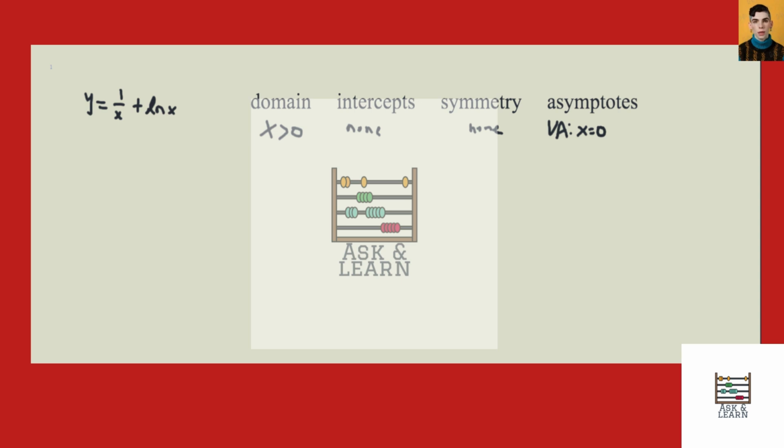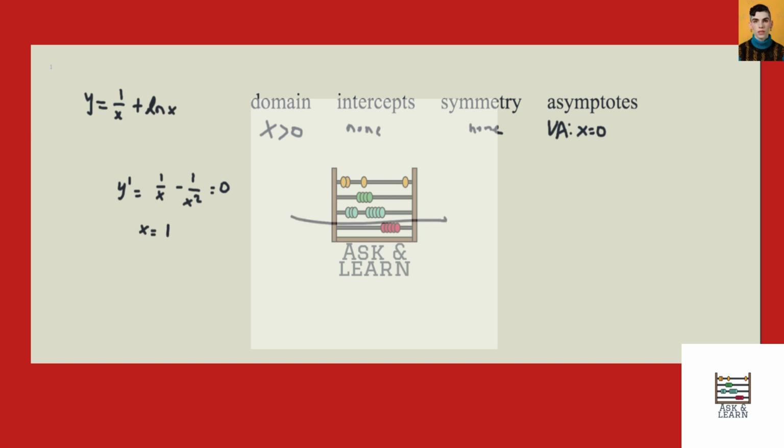And now we look for increasing and decreasing intervals. So we find the first derivative, y prime, and that is 1 over x minus 1 over x squared. If we set our first derivative to 0, we can find critical points, and we see that x equals 1 is a critical point.